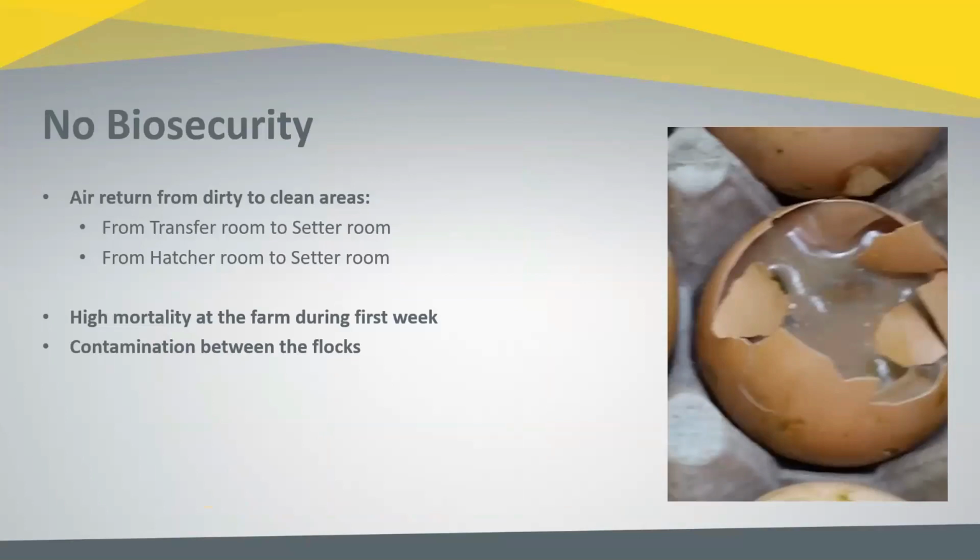Also, without pressure control, we don't have control of our biosecurity. So we start seeing air returning from dirty to clean areas, from transfer room to setter room, hatcher room to setter room, which leads to high mortality at the farm during the first week, and leads to contamination between flocks.